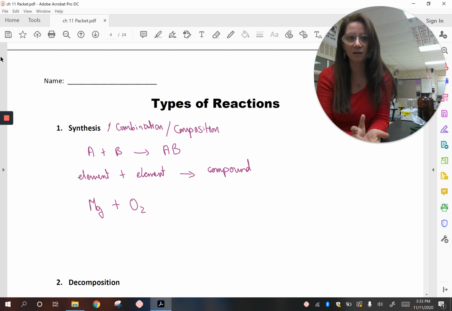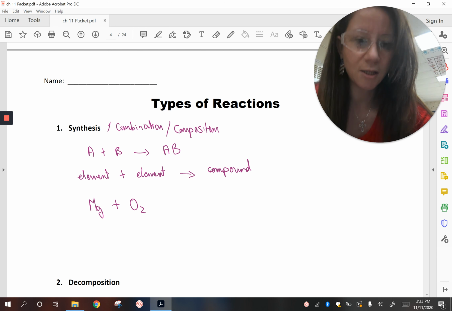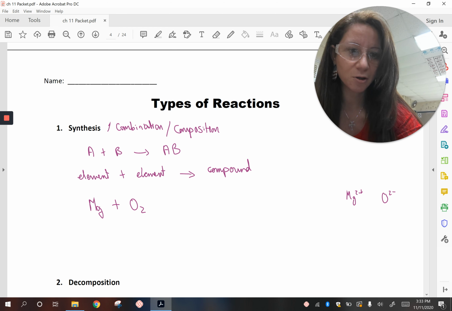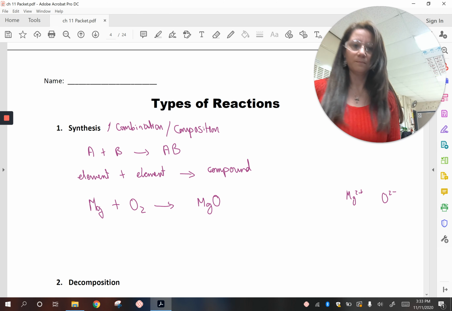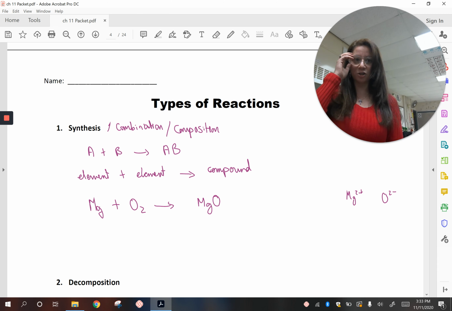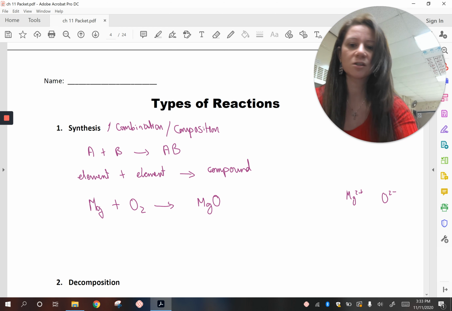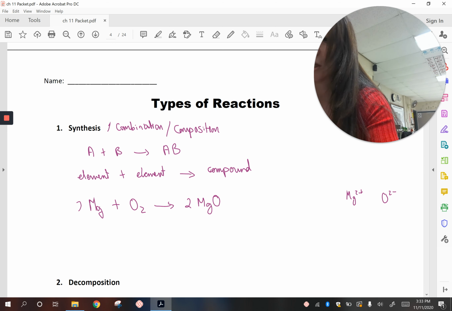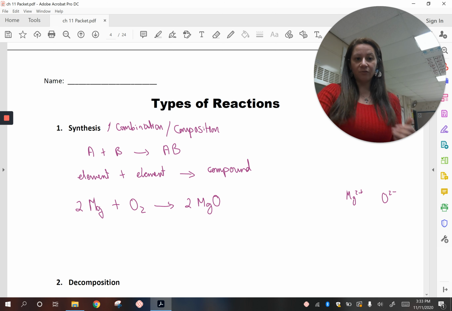So to write magnesium oxide, since this is ionic, we need to check our charges. So magnesium ion is Mg2+, oxide ion is O2-, so our product is MgO. And then let's balance our equation. To balance our equation, we need to use coefficients. And so I'm going to put 2 here, so I balance my oxygens, and then 2 here, so I balance my magnesium.